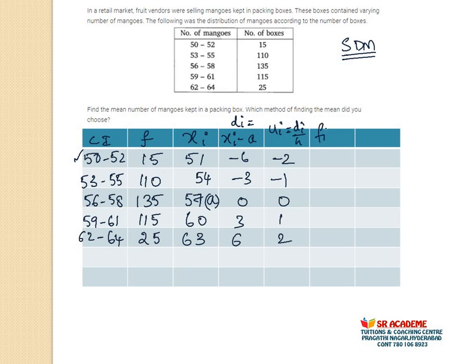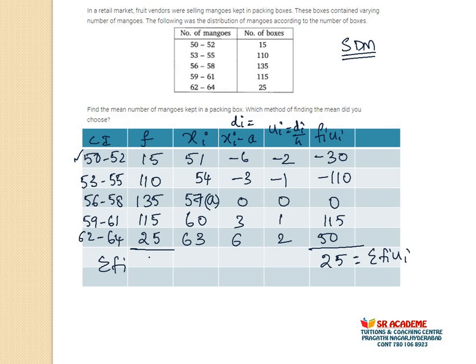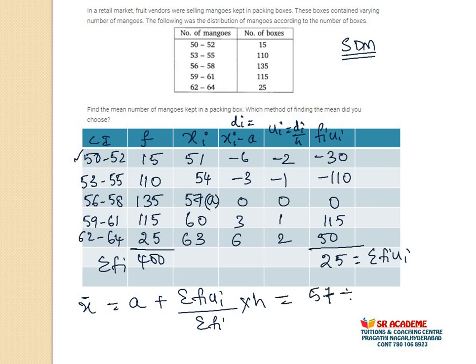Now I need to find fi ui. Minus 2 into 15 is minus 30, minus 110, 0, 115, 50. If I add all this, I will get 25. Summation fi ui. Now what is summation fi here? If you add, you will get 400. Now try to apply in the formula. What is my formula? A plus summation fi ui by summation fi into h. Substitute 57 plus 25 divided by 400 into height is 3.